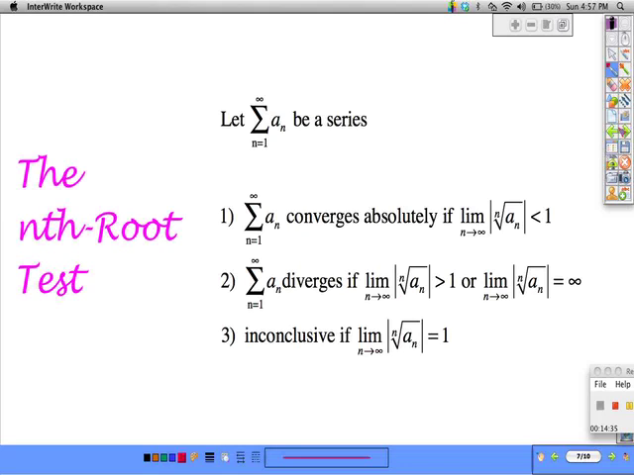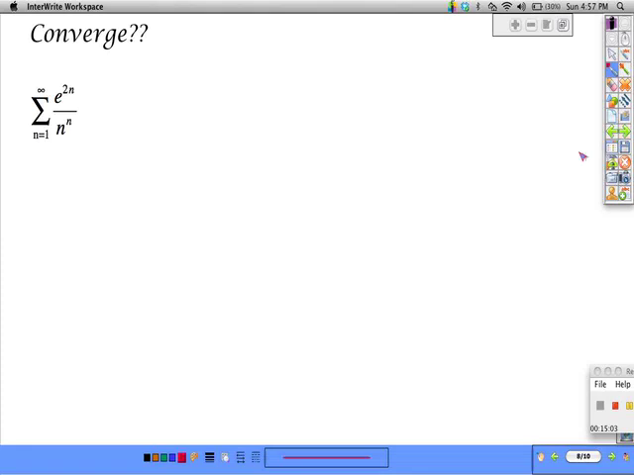For the last test, we're going to look at the nth root test. If we have a series, it will converge absolutely if we take the nth root of the rule and get a number less than 1. It will diverge if the limit of the nth root is greater than 1 or equal to infinity, and it's inconclusive, again, if that nth root limit is equal to 1. So you might imagine that this test is useful if we have things to the nth power, where in this one we do.